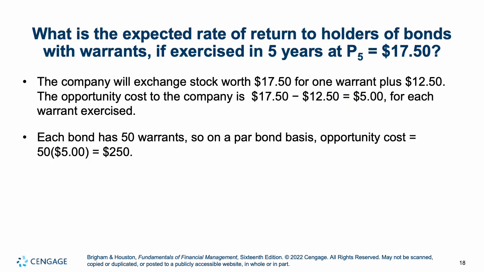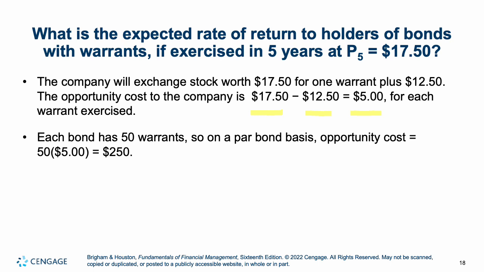Now, what if we wanted to calculate the expected rate of return if the warrants are tripped at $17.50? So if the stock price 5 years from now shoots up to $17.50, now those warrants are in your favor because we can buy the stock at $12.50. It's really trading at $17.50. So we're going to make $5 per share. So each bond is 50 warrants. Opportunity cost would be $250.